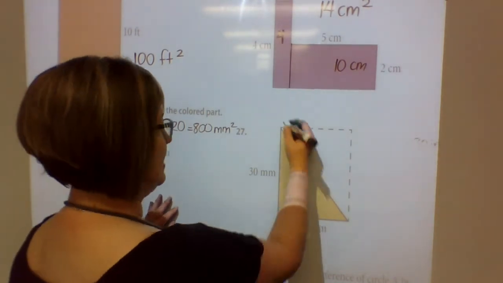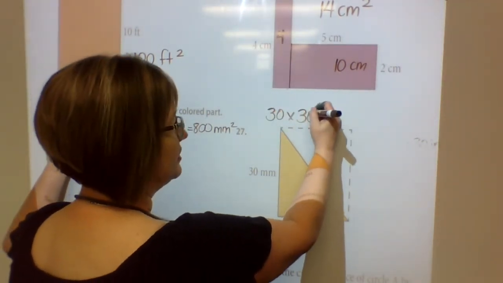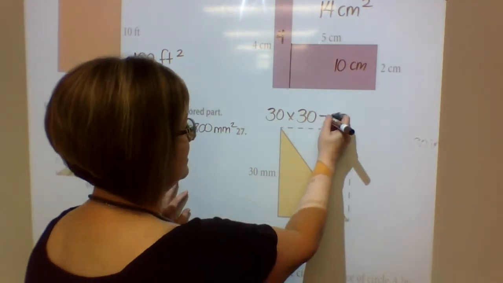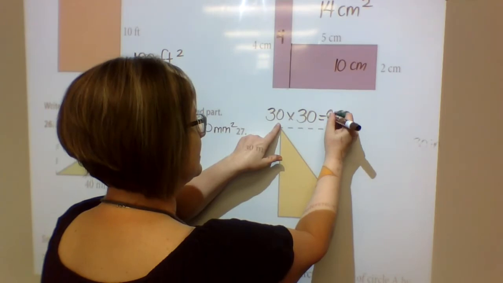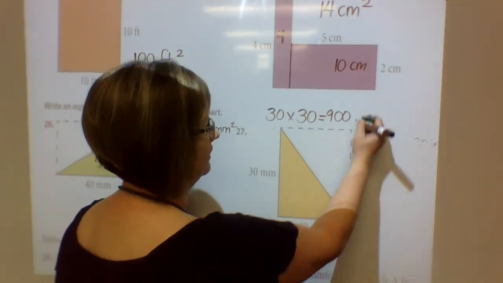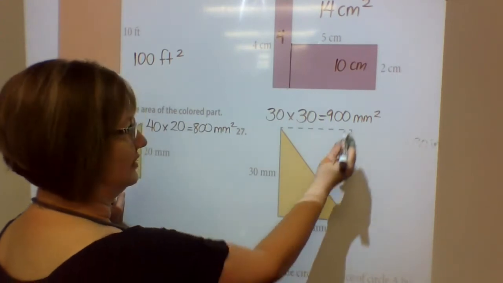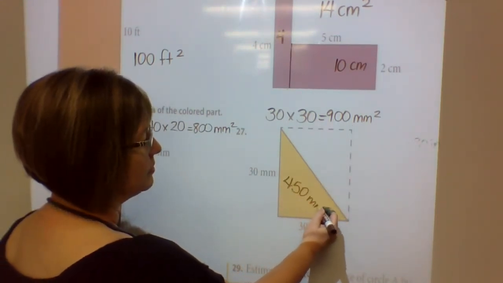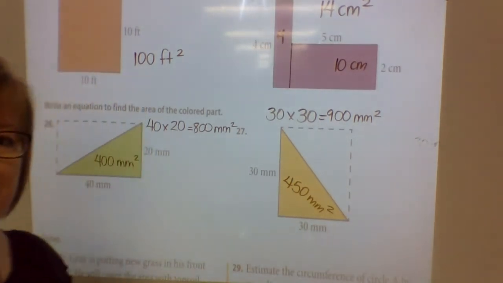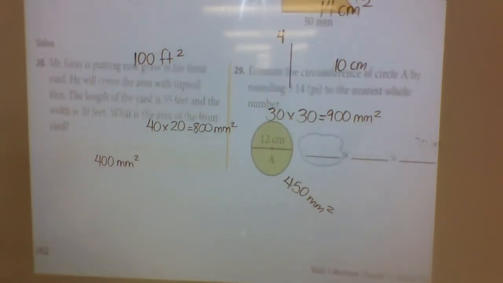Okay, same with this one, gotta write the equation, 30 times 30 millimeters equals, pull your zeros over, 2 zeros, 3 times 3 is 9, 900 square millimeters, and we need half of that. Half of 900 is 450 square millimeters. That's it for that, and only 2 more.